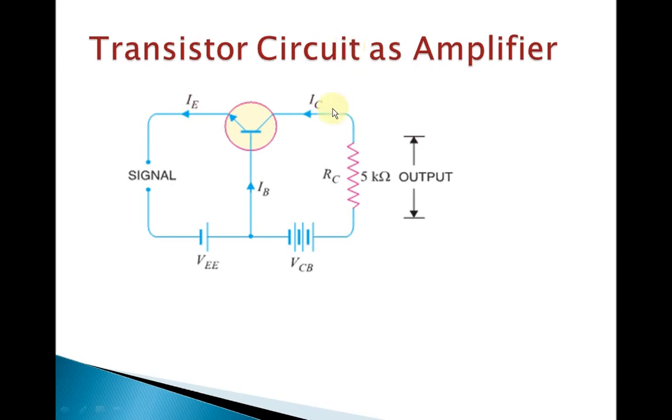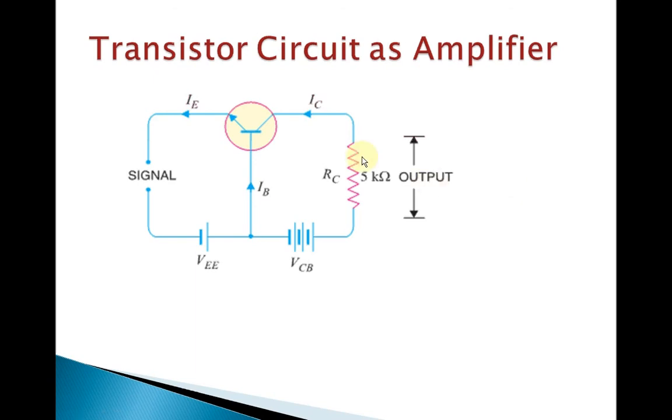Next is the transistor connections. So we have learned before that a transistor has 3 terminals: emitter, base and collector. However, when a transistor is to be connected in a circuit, we require at least 4 terminals. That means 2 for input and 2 for output. But unfortunately we have only 3 terminals.